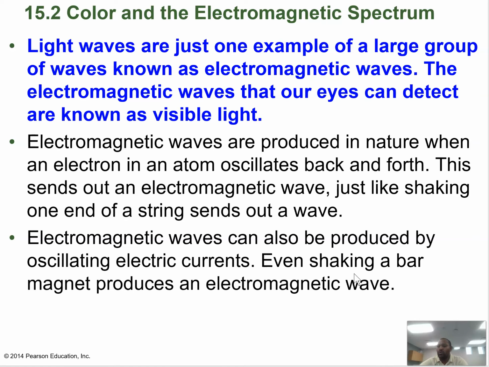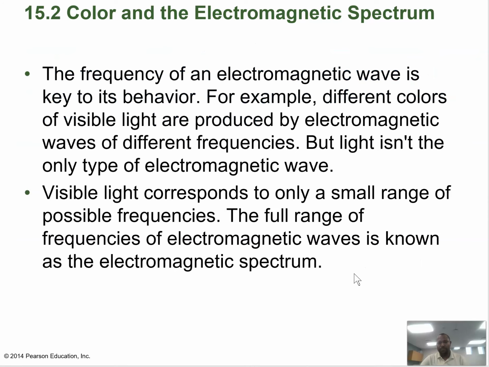Electromagnetic waves can also be produced by oscillating electric currents. When electric current oscillates, it also produces electromagnetic waves, not only electrons. Even shaking a bar magnet produces electromagnetic waves. Let's say you have a straight magnet like this; if you shake it, especially around a coil of wire, it produces electromagnetic waves.